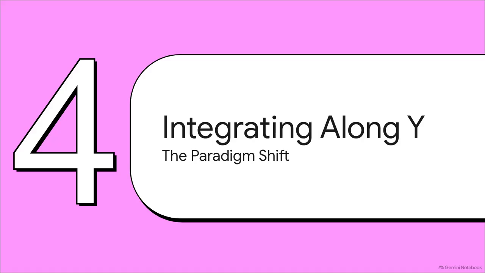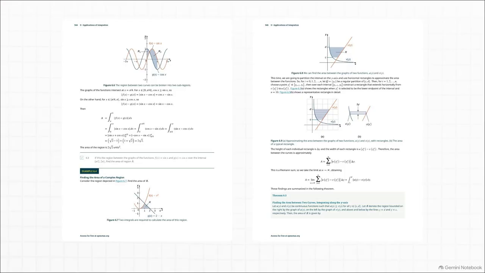Which brings us to section 4, sideways, integrating along y, the paradigm shift. This is a total perspective shift. We have a region requiring two complex x-axis integrals versus the same region simplified with a horizontal rectangle. In the first scenario, if we use vertical rectangles along the x-axis, the top curve actually changes partway through. We'd have to split it into two messy, separate integrals.